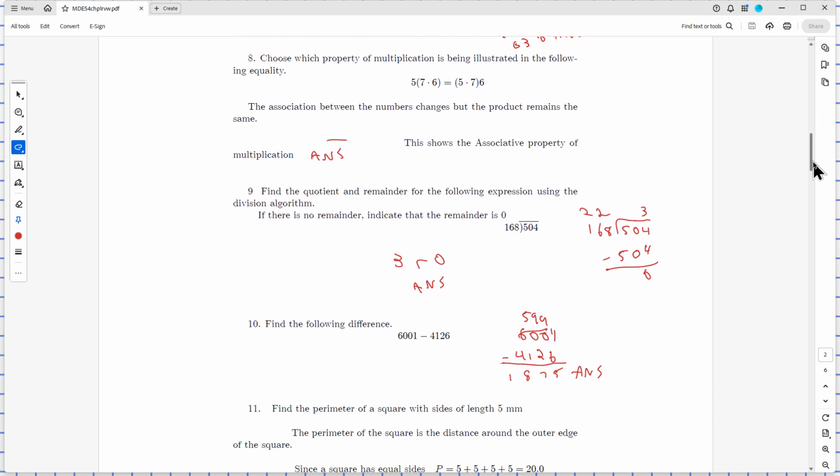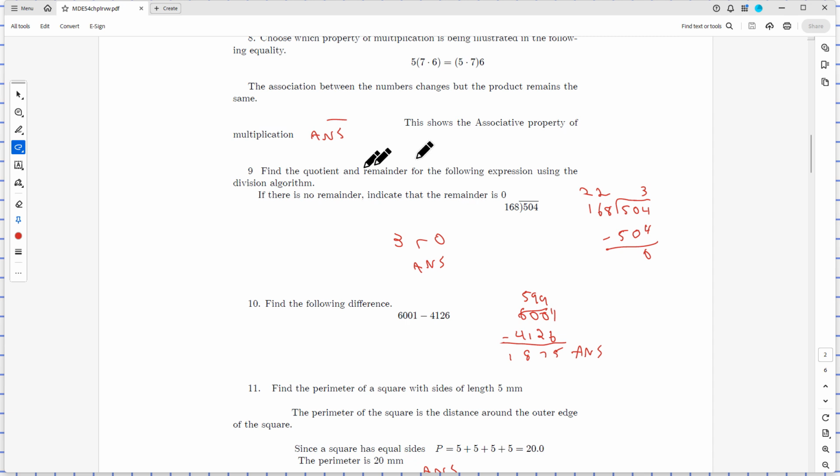Number 9, find the quotient and remainder of the following expression. Use the division algorithm. So you divide that out. In this case, it won't go into 5, won't go into 50, but it'll go into 504 3 times. So 3 times 8 is 24.